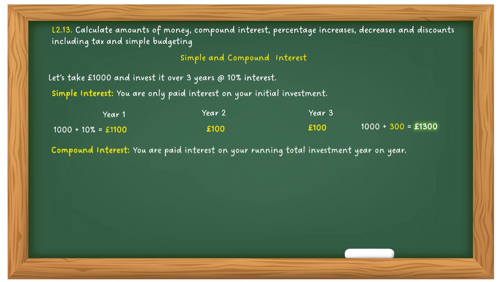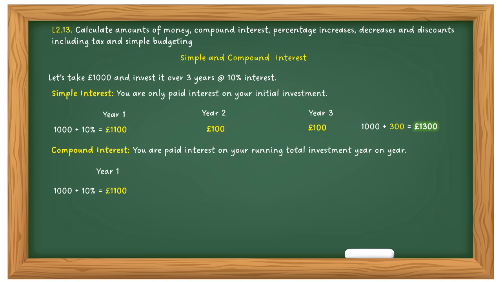Now let's look at compound interest. With compound interest, you are paid interest on your running total investment year on year. Let me show you how that works. Year 1 is just like simple interest. You can see you're paid 10% on your £1,000 initial investment and you make £100 profit.